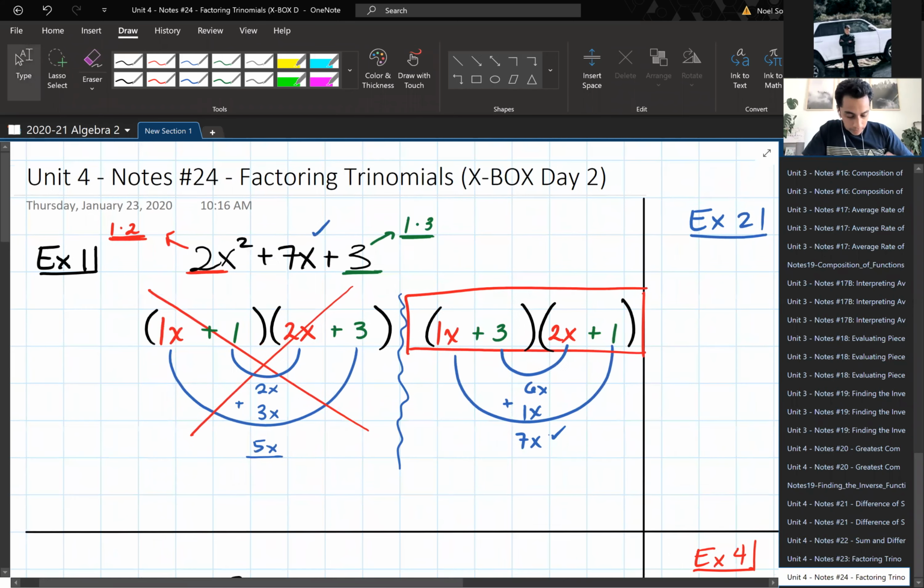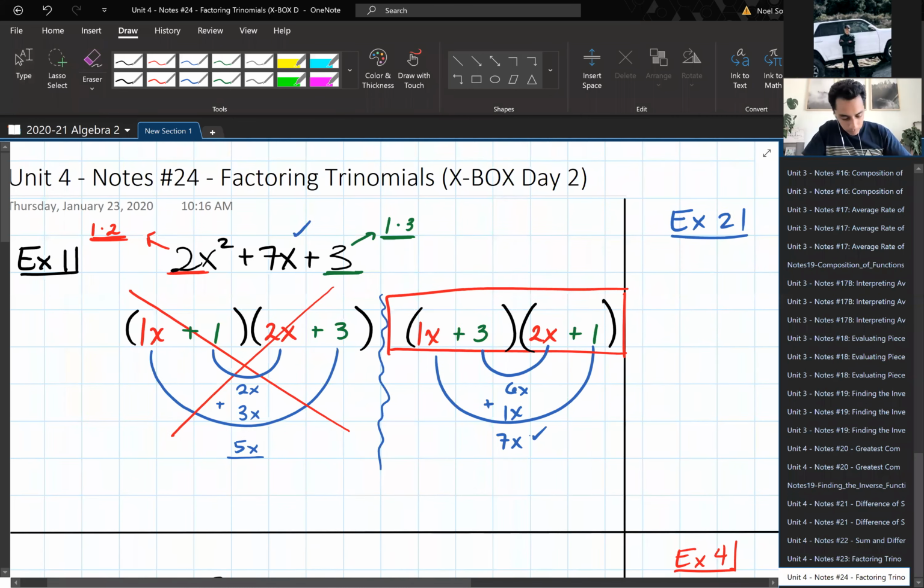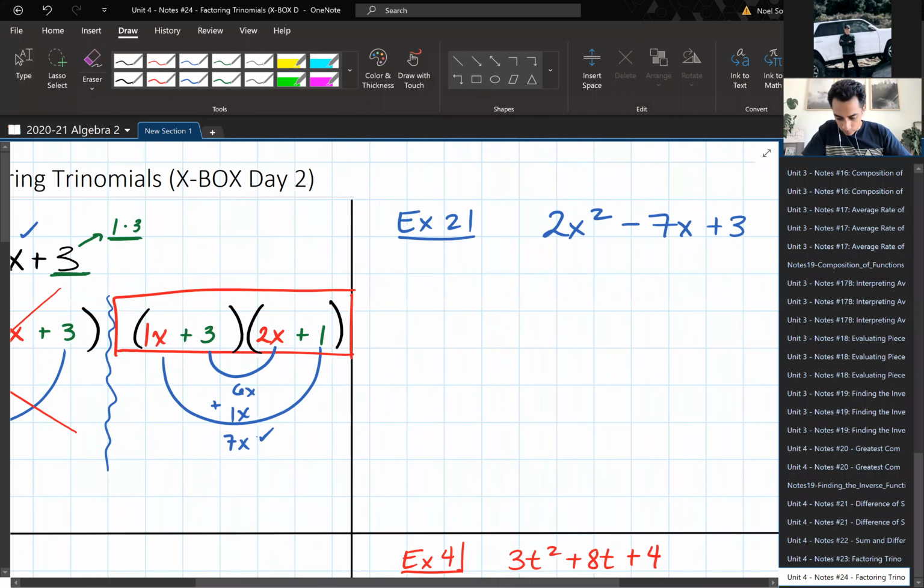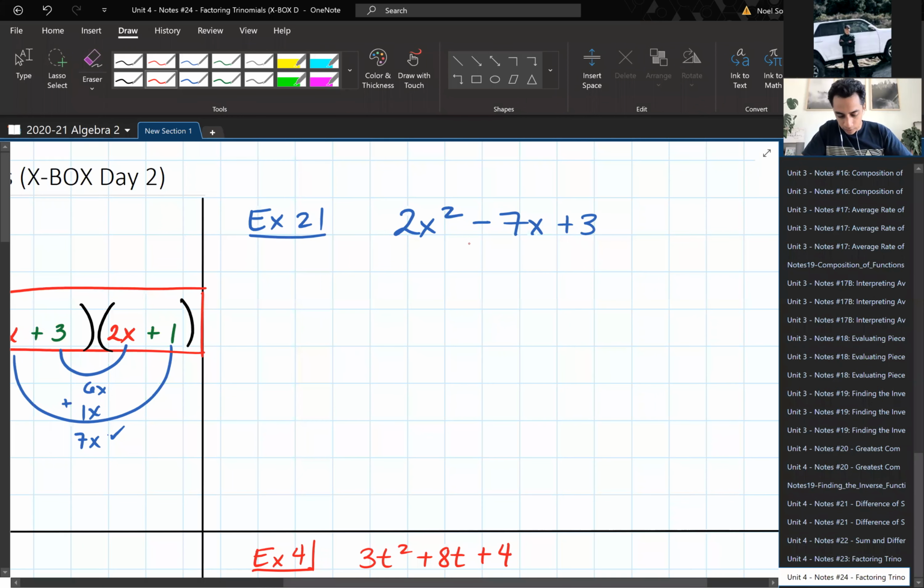All right, so that's example number 1 using the traditional method. I'm going to show you another method in example 2. It's called the Xbox method. It's a different example, but the numbers are very similar. There's only one slight change here, which is that we're going to have negative 7x in the middle instead.